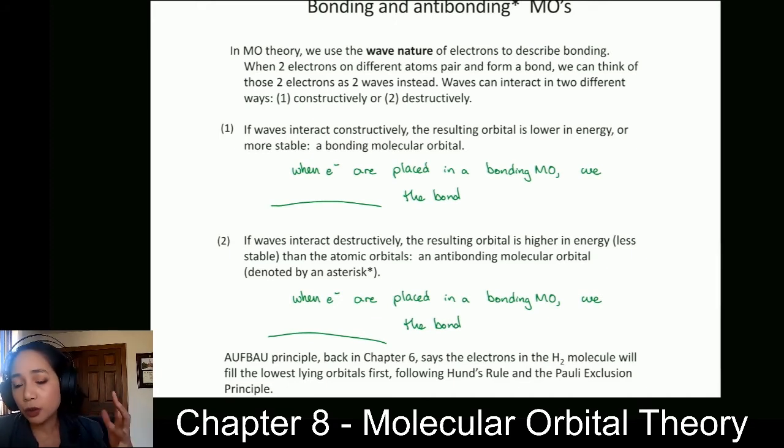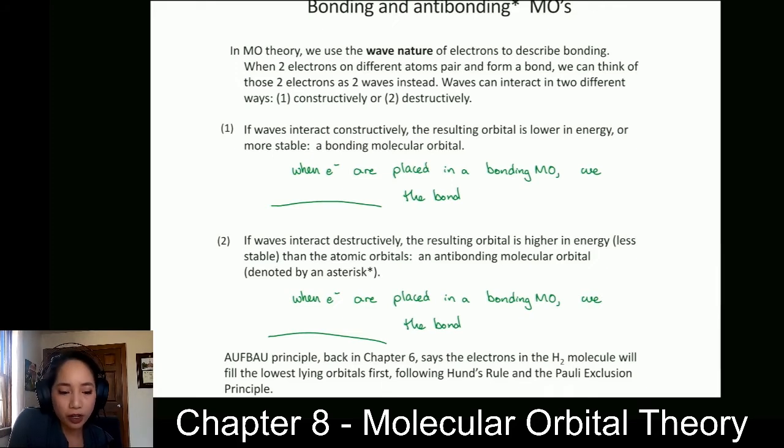And so if you think of the waves as our atomic orbitals, when those atomic orbital waves interact constructively, the resulting molecular orbital is lower in energy, meaning more stable. So if it's more stable, this is a bonding orbital. When you place electrons into bonding orbitals, we strengthen the bond overall. Okay, so that's when waves interact constructively.